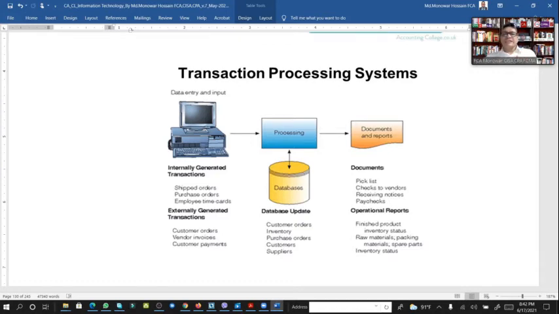The database updates the customer list, supplier list, purchase orders, inventory management, etc. Within the database processing, it then finishes with documents, reports, or final outputs, such as the pick list, vendor checks, receive notices, and operational reports. So a transaction processing system can work that way.